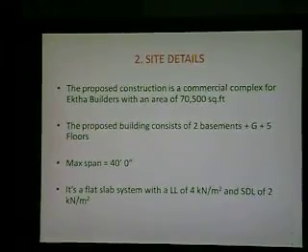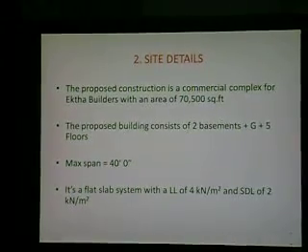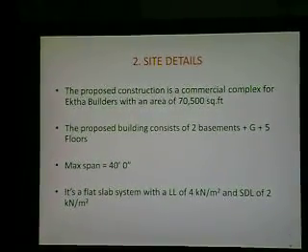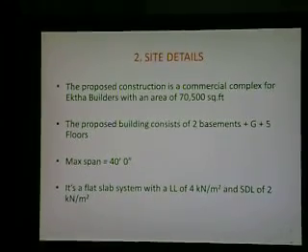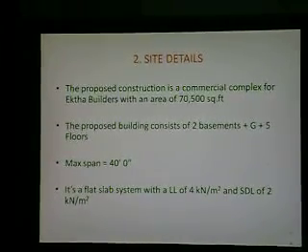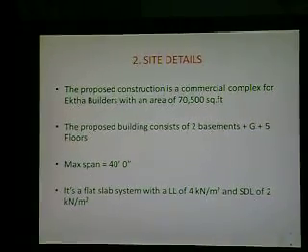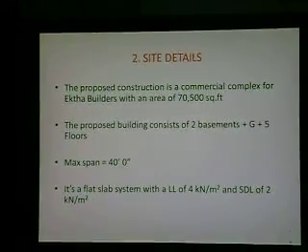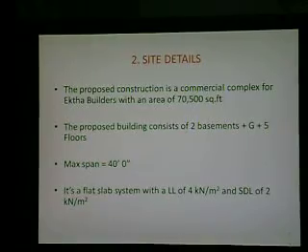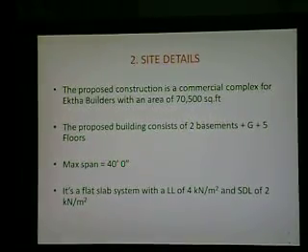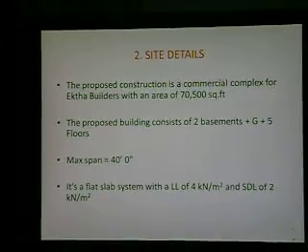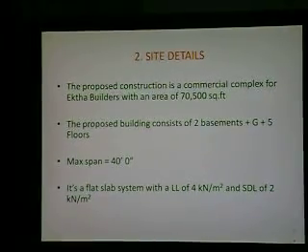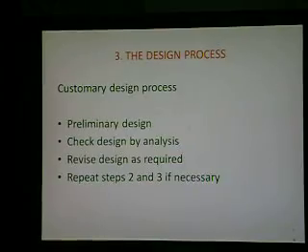Site details. The proposed construction is a commercial complex for Ekta builders with an area of 70,000 square feet. It is a building of the type 2 basements plus G plus 5 floors. Maximum span allowed is 40 inches. It's a flat slab system with a live load of 4 kN per meter square and standard dead load of 2 kN per meter square.